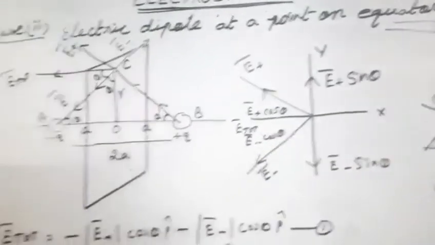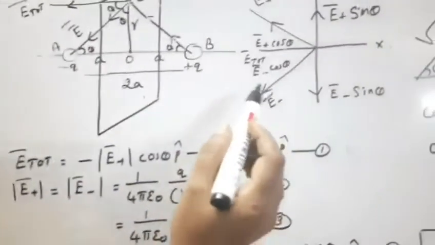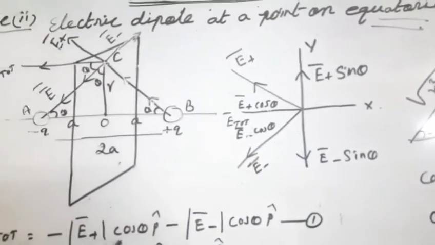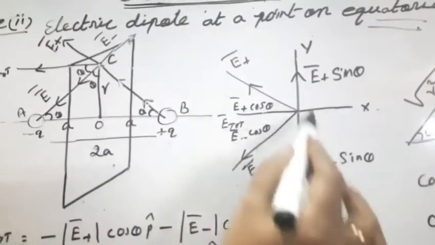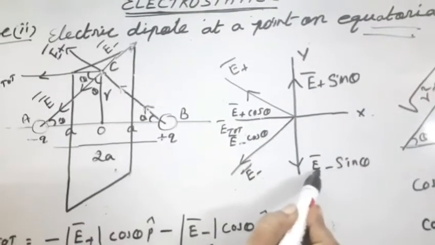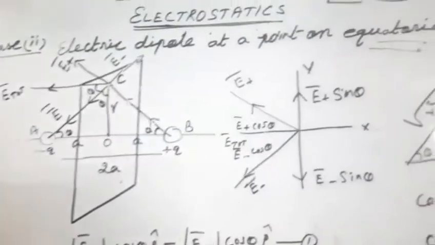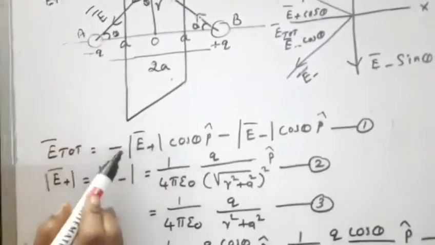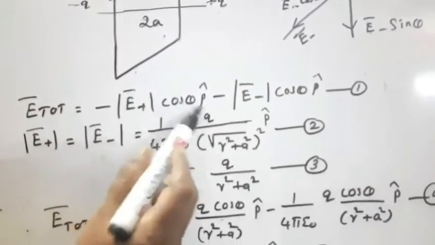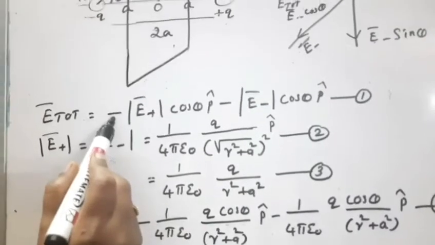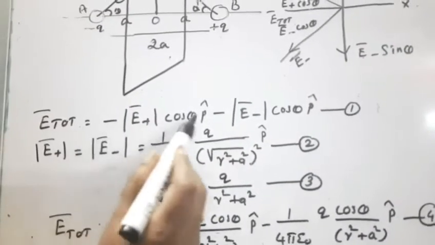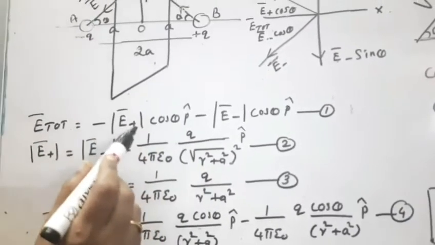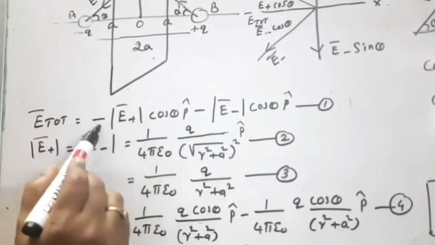Now we are resolving this one. This E plus sin theta and E minus sin theta are equal and in opposite directions. That's why they cancel each other. Therefore the E total value is equal to E plus bar cos theta, that we have to consider. Here the dipole moment is in the opposite direction. That's why we can write minus here.